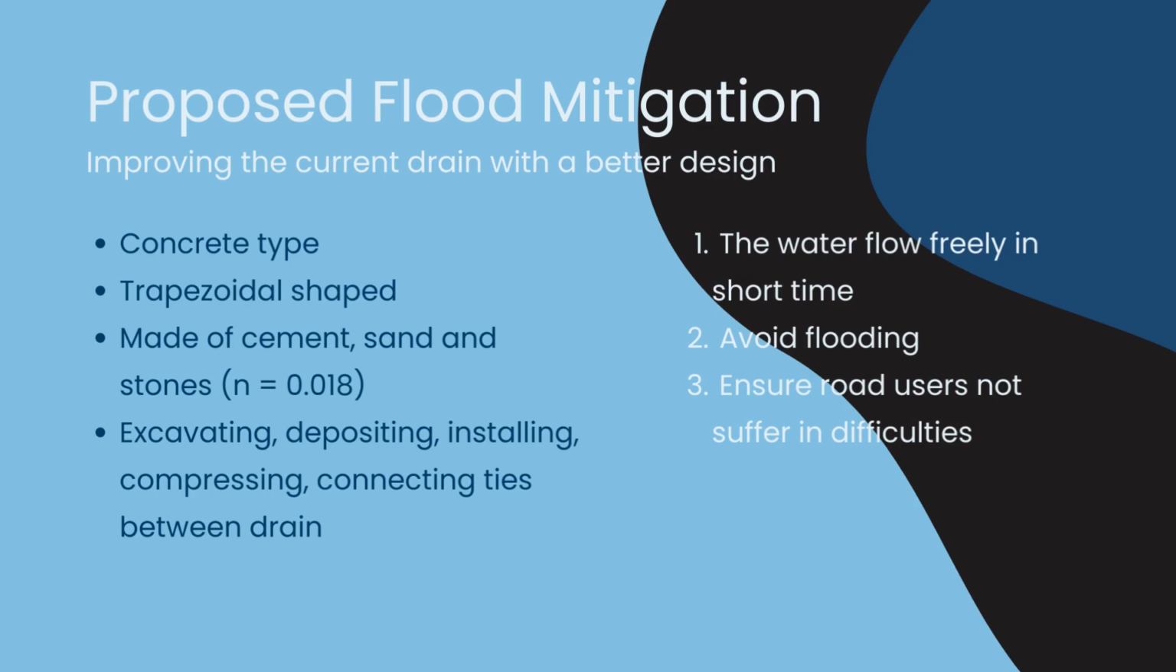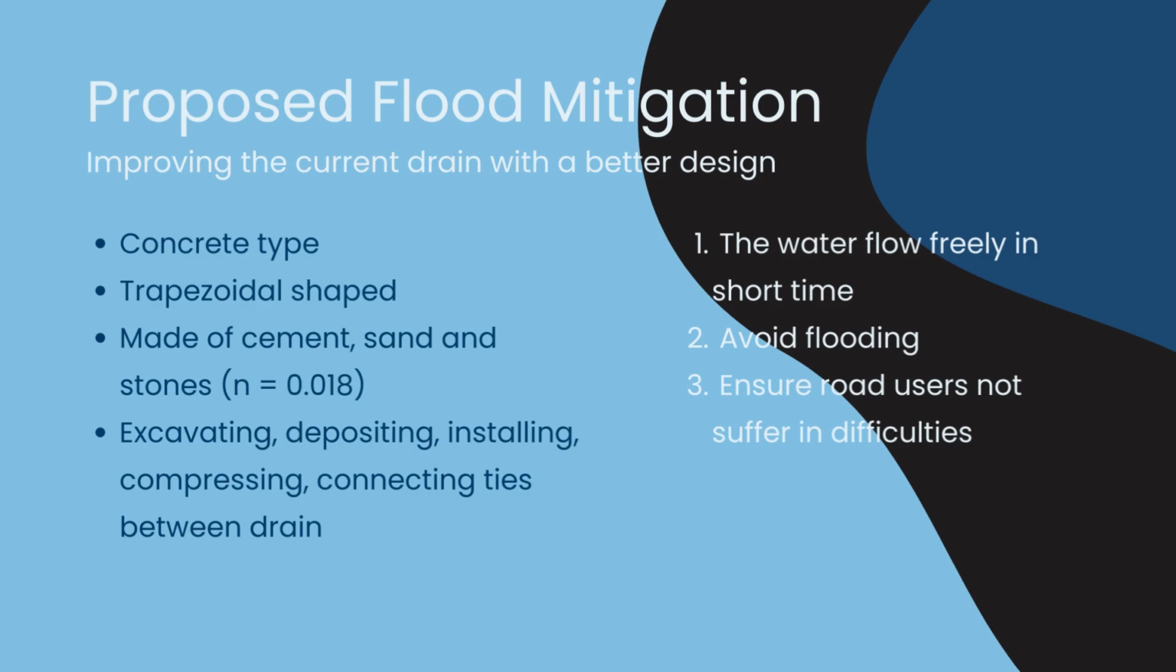The drain that will be presented is a concrete, trapezoidal shaped drain made of cement, sand and stones. The present drains are only constructed with an excavator, but the intended flood mitigation design is refined with the tasks of excavating the ground, depositing sand, installing and compressing the drains, and connecting the ties between the drains. The usage of cement will result in the roughness coefficient being lower than it used to be, which is 0.018, and this will result in water flowing freely in a short time.